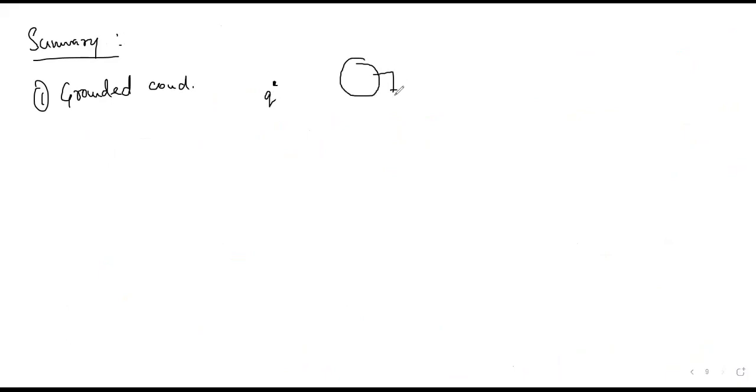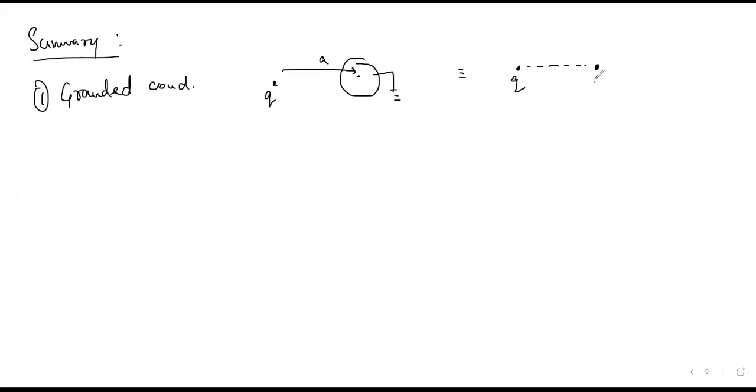Okay, let me just summarize the result that you have to remember. There are just 2 cases that we have discussed. One was a grounded conductor. If there's a charge Q and there's a grounded conductor at a distance a away, then how do you solve this problem? You'll solve this problem like this.